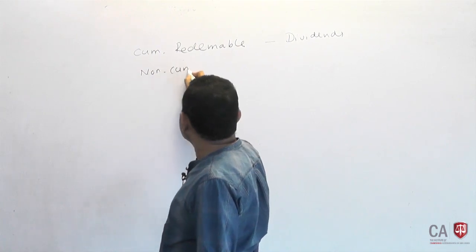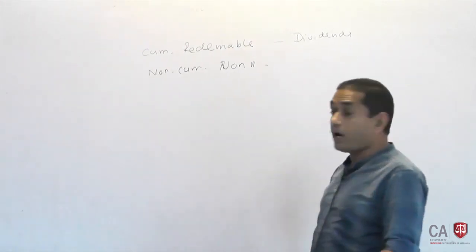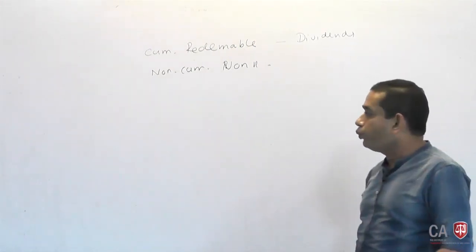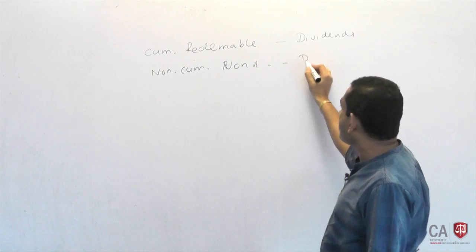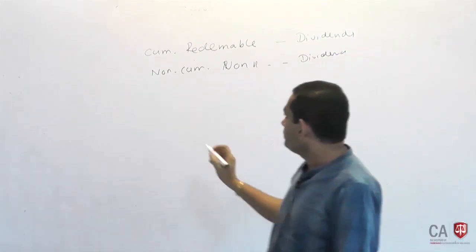Non-cumulative, non-redeemable preferentials are equity, and its dividends are a profit distribution and should be in the equity statement.